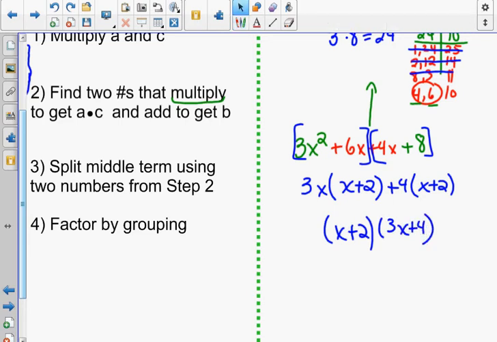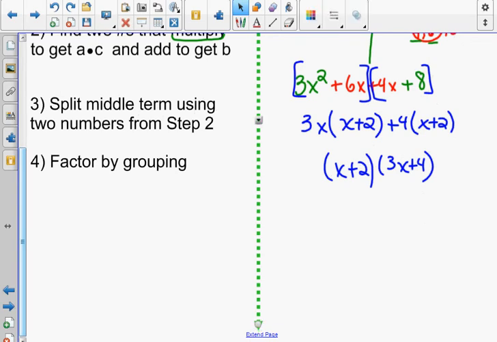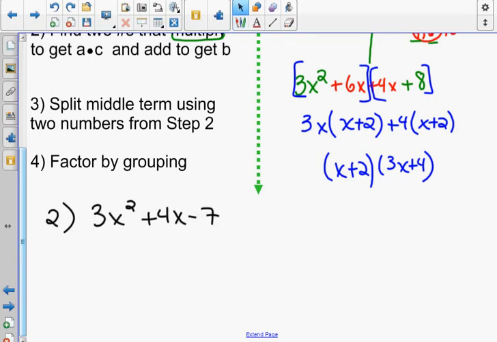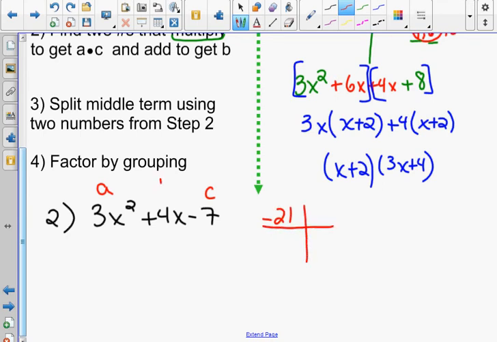Let's try one more example. That's going to be 3x squared plus 4x minus 7. So remember, we're going to multiply the a value and the c value. So 3 times a negative 7 is going to give us a negative 21. And then our b value is the 4. So I'm now looking for two numbers that multiply to give us a negative 21 and add to give us a 4. That's going to be a 7 and a negative 3.